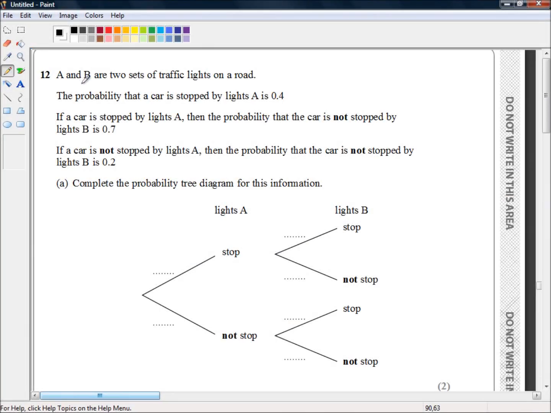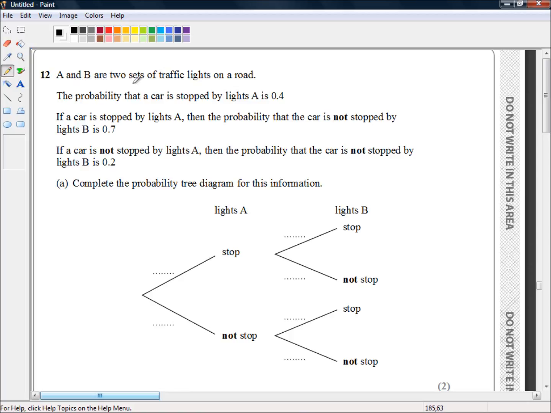Hello and welcome to the new style Edexcel GCSEs. These are the ones that go from grades 9 through to grade 1. This is paper 1MA1/2H. It's the second paper in the higher tier. It is a calculator paper and we're picking up in question 12.